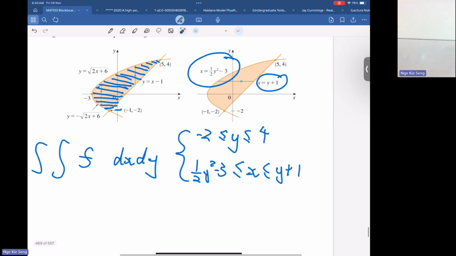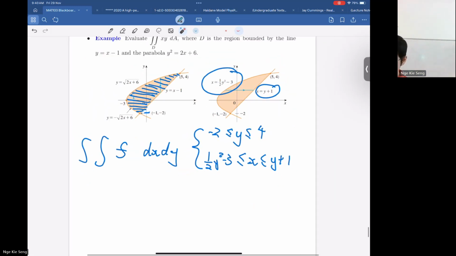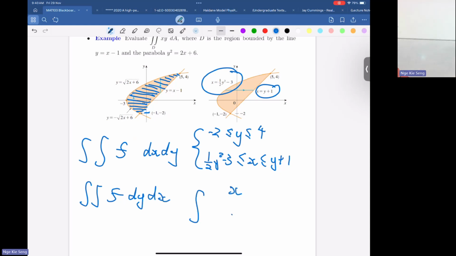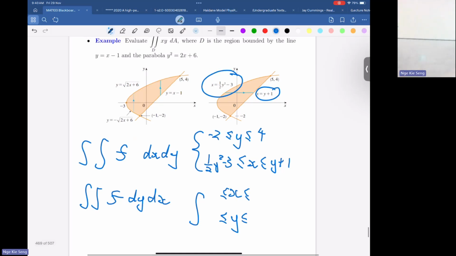Okay. Okay, how about the other direction? So let's try the other direction. dy dx. Okay, so you're going to fix x first and then you fix your y. So x ranges from where to where? If you see from this diagram here, x ranges from where to where? What's the smallest x? What's the largest x? Negative 3 to 5. Okay. And then how does y change?